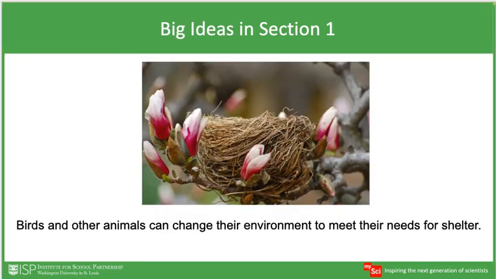Here is the content level big idea for Section 1 and how students will figure it out. Students are introduced to the engineering design cycle as they make their first attempt at building a nest. They read a book and look at pictures of different types of nests and observe other examples of animals changing their environment to meet their shelter needs.